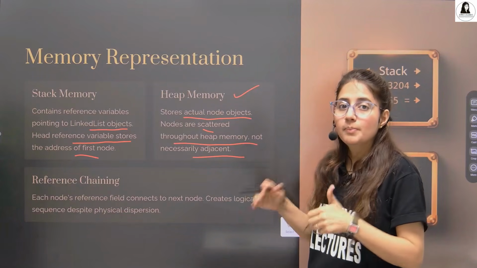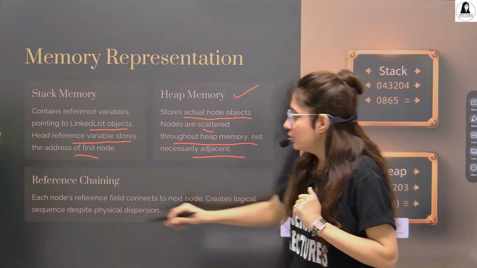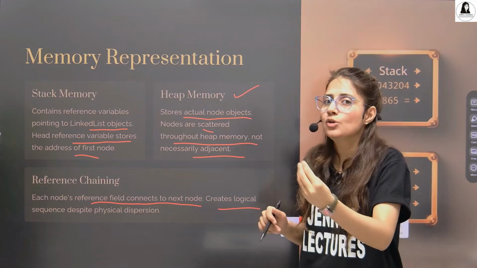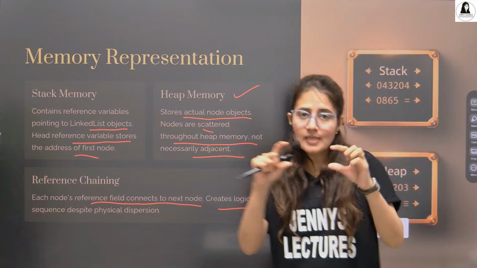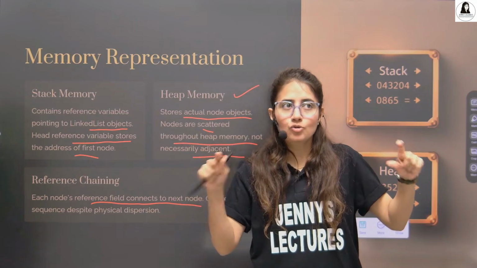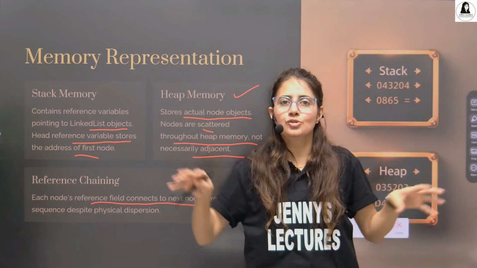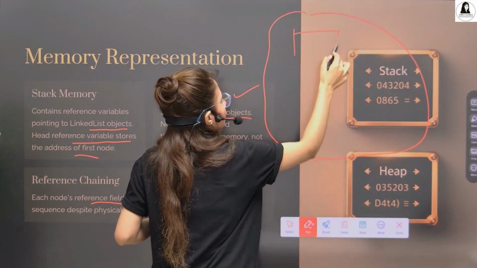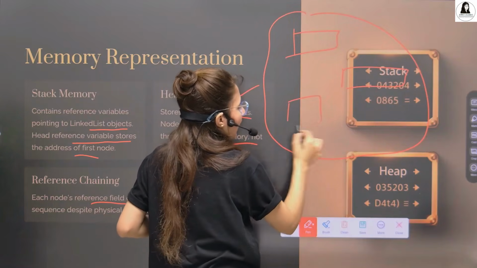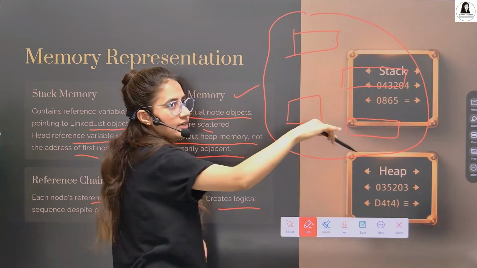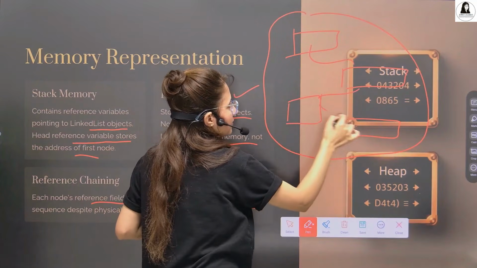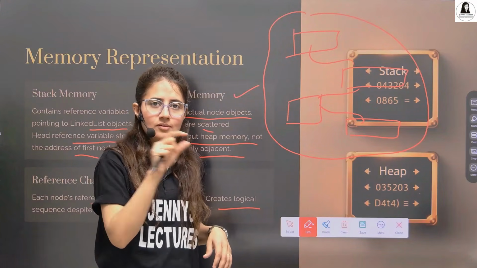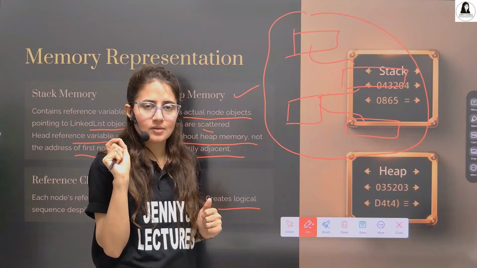It's not mandatory that these have to be contiguous. Each node's reference field connects to the next node and creates a logical sequence. Logically they are in a sequence, not physically. Physically, these are scattered nodes in the heap, not linear, but logically they are connected with that connection. So logically they are in a sequence, right?